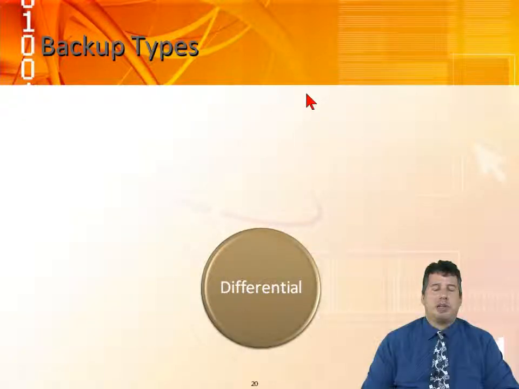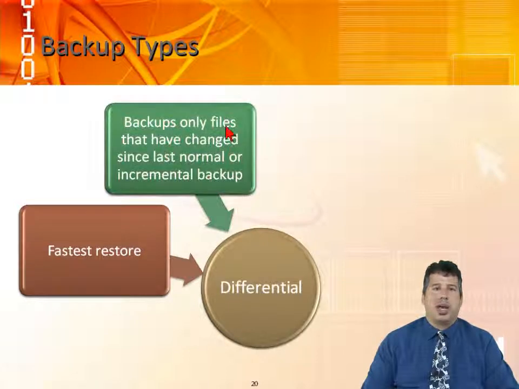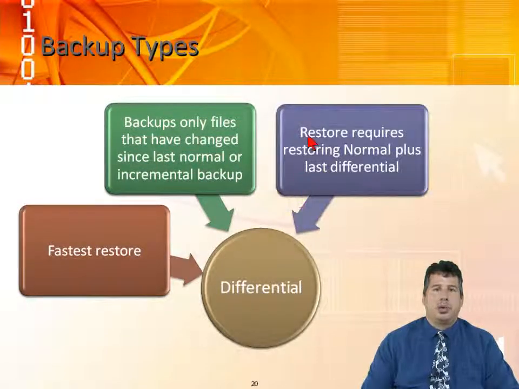Then we have a differential. Now, differentials, this is going to be the fastest restore, but the backup does become longer because it doesn't clear the archive bit. It's the fastest restore, and it backs up only files that have changed since the last normal or incremental backup. Restore requires restoring the normal plus the differential.